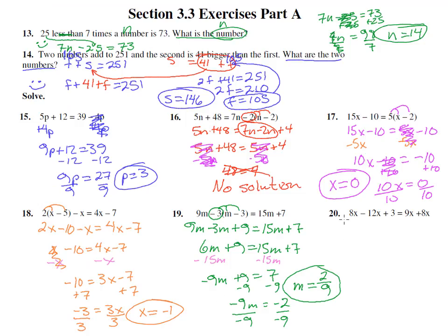And number 20. We don't have any parentheses. We don't have any fractions. We just have to combine like terms. 8x minus 12x, that's a negative 4x, plus 3 is on the left-hand side, equals 9x plus 8x, 17x over on the other side. We got to get the x's together. Let's get rid of that negative 4x right there, so we can add 4x to both sides.